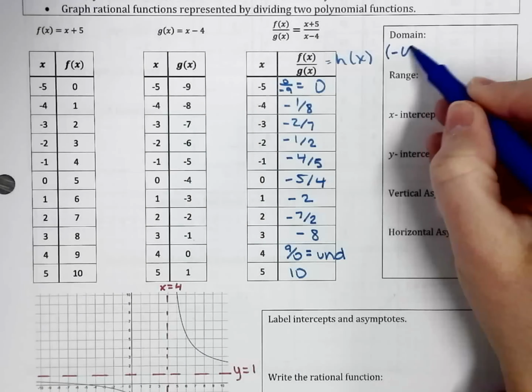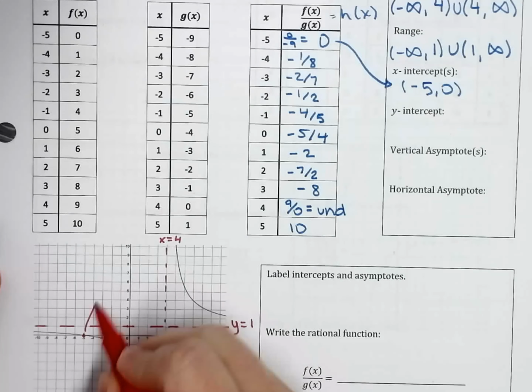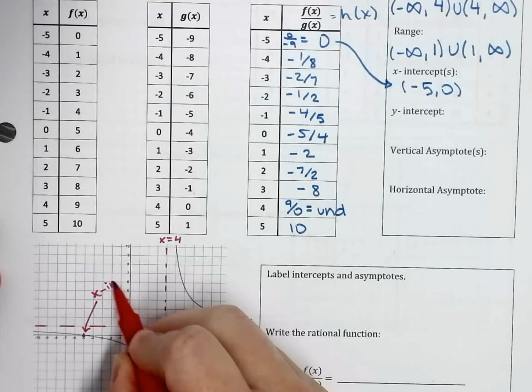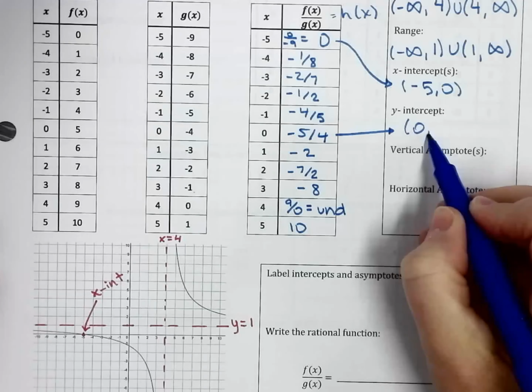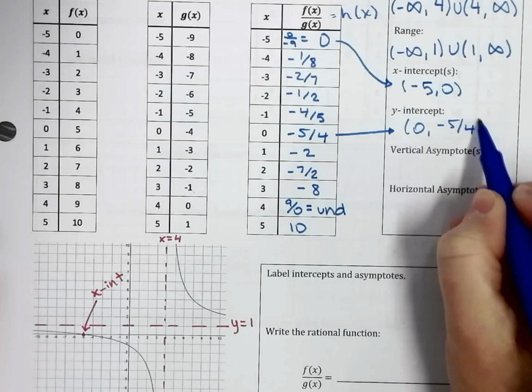X-intercept, we can easily tell that it's this one because y is 0. So -5, 0. And we can also tell from the graph right there, the x-intercept right there. Y-intercept is when x is 0. So 0, -5 over 4.